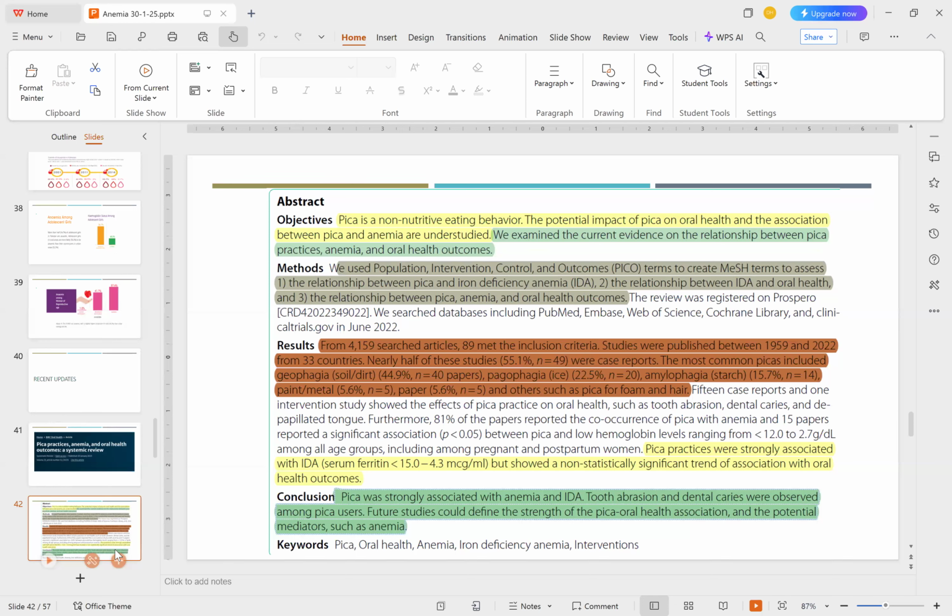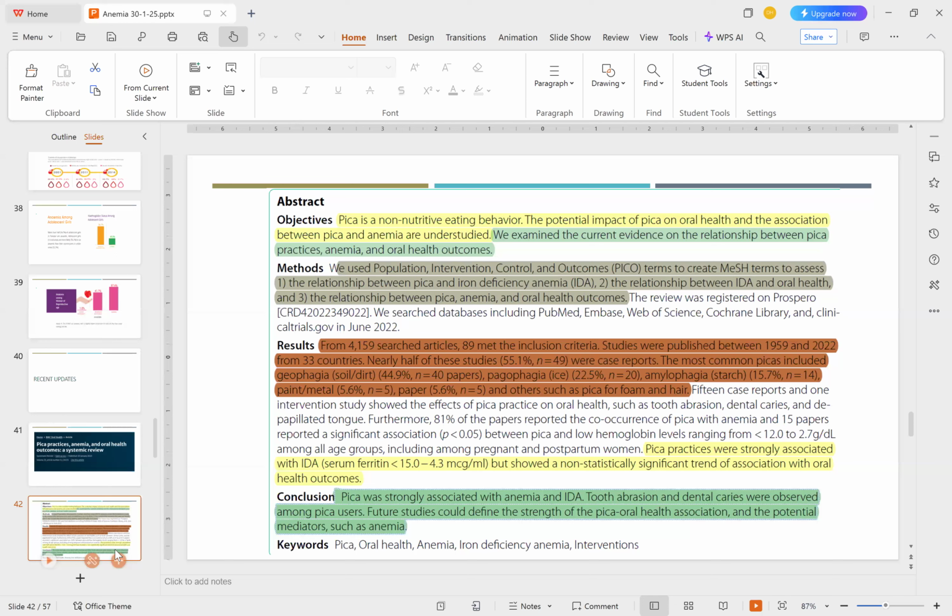From 4159 search articles, 89 met the inclusion criteria. Studies were published between 1959 and 2021 from 33 countries. Nearly half of these studies were reported. The most common pica included geophagia, pagophagia, amylophagia, and paper, and others such as pica for foam and hair.